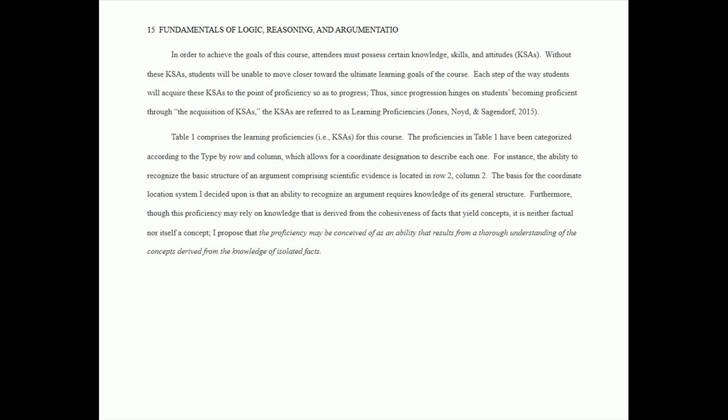Though this proficiency may rely on knowledge derived from the cohesiveness of facts that yield concepts, it is neither factual nor itself a concept. It is an ability that results from a thorough understanding of the concepts derived from the knowledge of isolated facts.